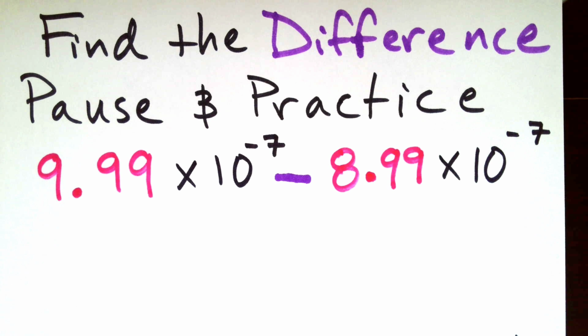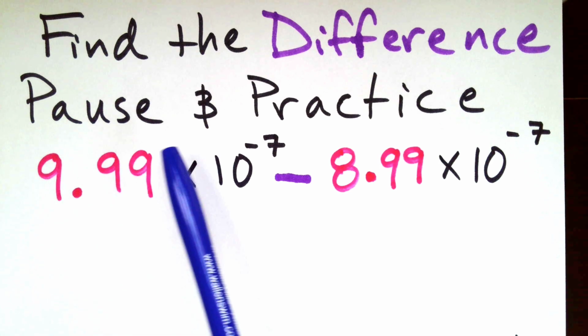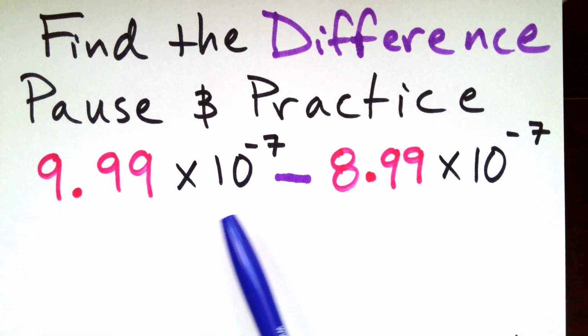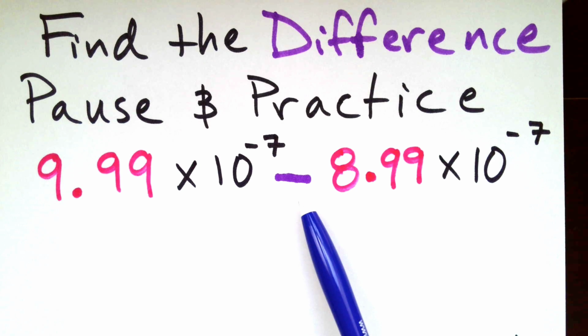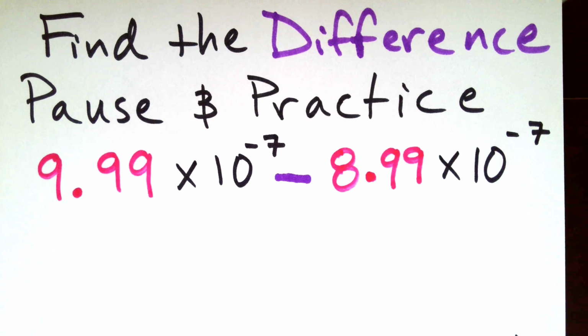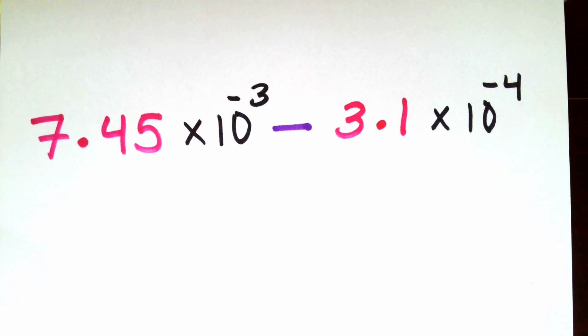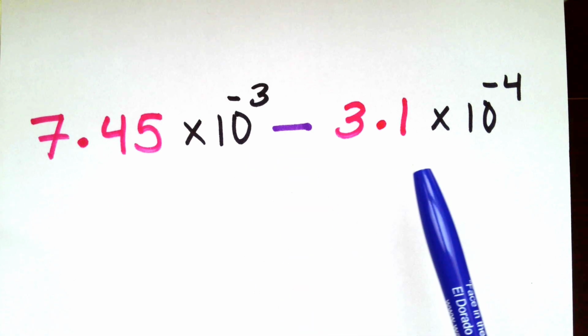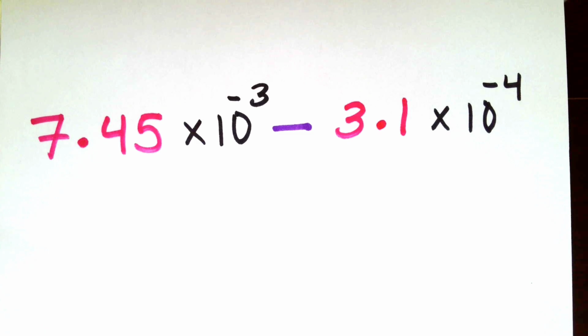Here's part 14. We're going over two more examples, finding the difference using scientific notation. Pause and practice. The first problem: coefficient 9.99 times 10 to the negative 7 minus 8.99 times 10 to the negative 7 power. That's example number 3 in the series, and coming up is example number 4. All right, here's example number 4. We've got coefficient 7.45 times 10 to the negative 3 minus 3.1 times 10 to the negative 4. Stick around. We'll go over these answers in just a second.